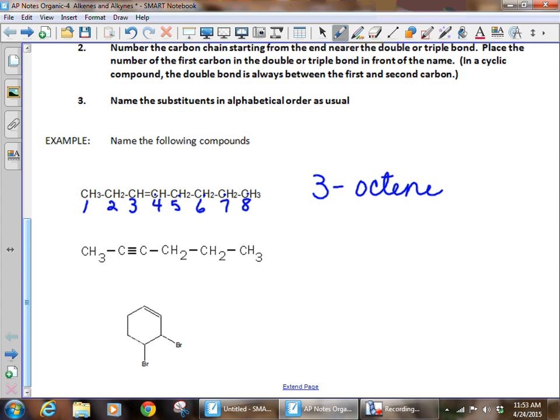If it has a triple bond, the only thing that's going to change, the process is the same. You can just tell from this one pretty quickly that you need to start numbering from the left so that carbon number 2 starts the triple bond. It is going to be a hex compound, but since this is an alkyne with a triple bond, it's going to be hexyne instead of hexene or hexane. So since the triple bond is on the second carbon, we're going to call this 2-hexyne.